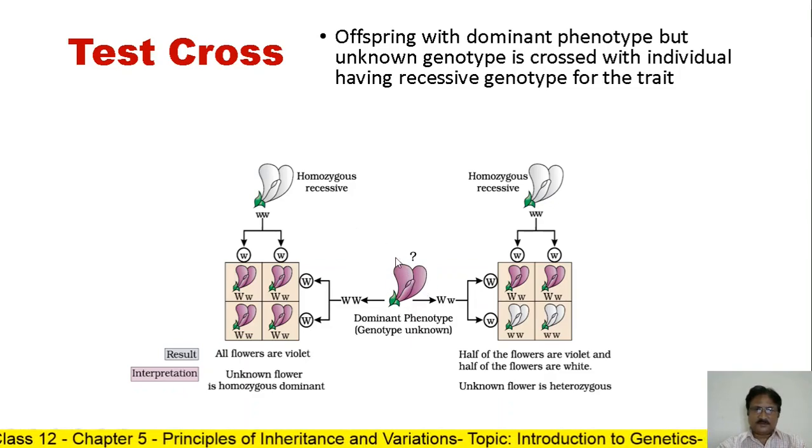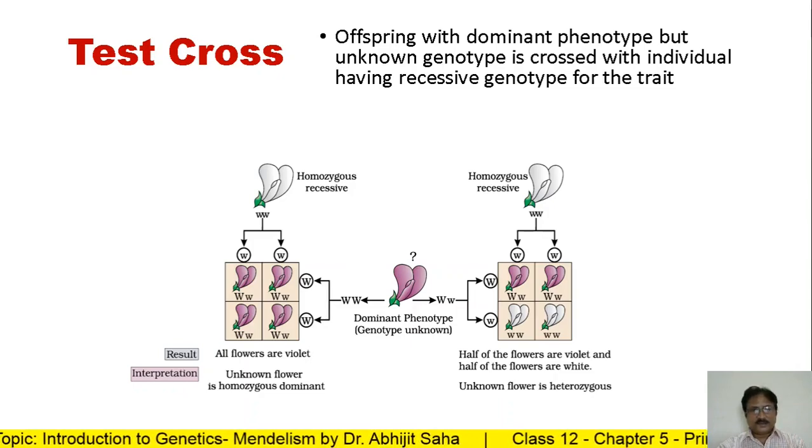This is the violet flower, which I find here to be a dominant trait. So I know the phenotype of this flower. Do I know the genotype of this flower? No. Why not? The reason being, the dominant trait here can be homozygous or heterozygous, which we don't know. But if we conduct an experiment, we will be able to know whether it is dominant homozygous or dominant heterozygous.